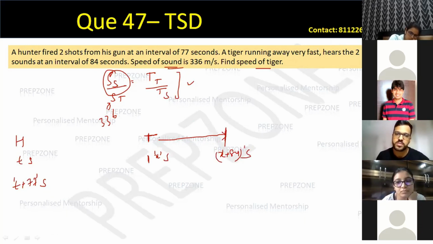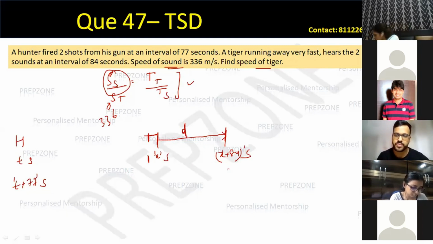This is his final position. This is his initial position. Let's say this distance is d, which the tiger has traveled. So now we know that this tiger takes 84 seconds to travel distance d, and this is where he hears the second shot.